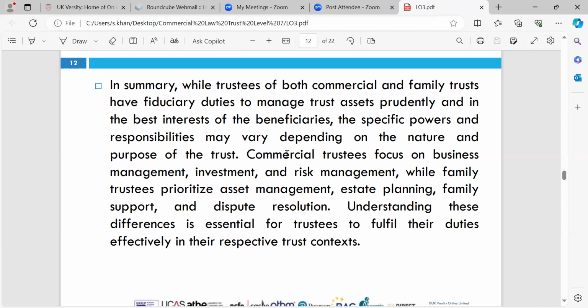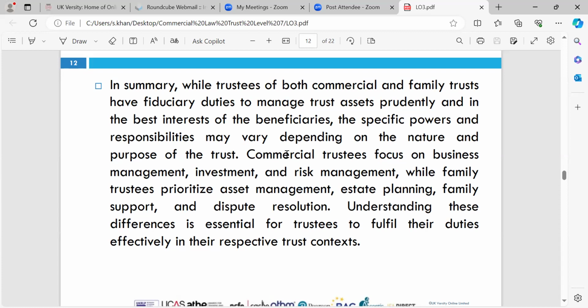So they need to identify their duties within a family trust, which will be different to their duties within a commercial trust, because the family trust is more in regards to trying to provide for their own children maybe, or husband, or the main purpose is to pass their assets on from one family member to another.